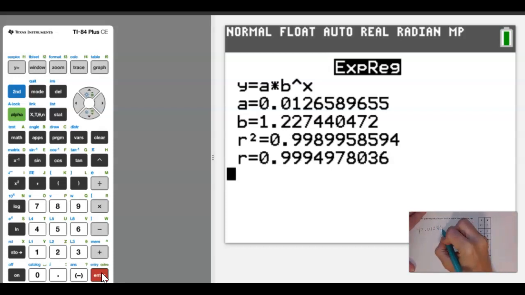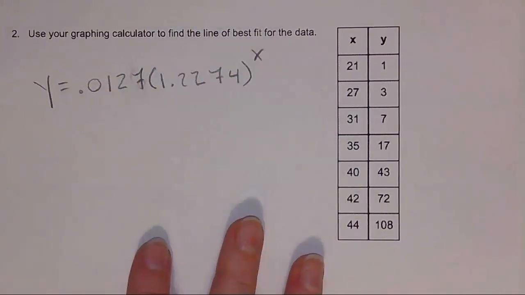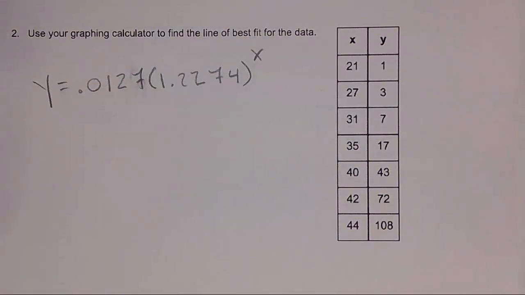Okay, parentheses, 1.2274. Sure, looks good. Parentheses to the x. All right, so I have, that guy was definitely exponential. I mean, just looking at it, I'm sorry, I rounded wrong for a second there. But there's your equation. I could ask you to interpolate or extrapolate using that equation.